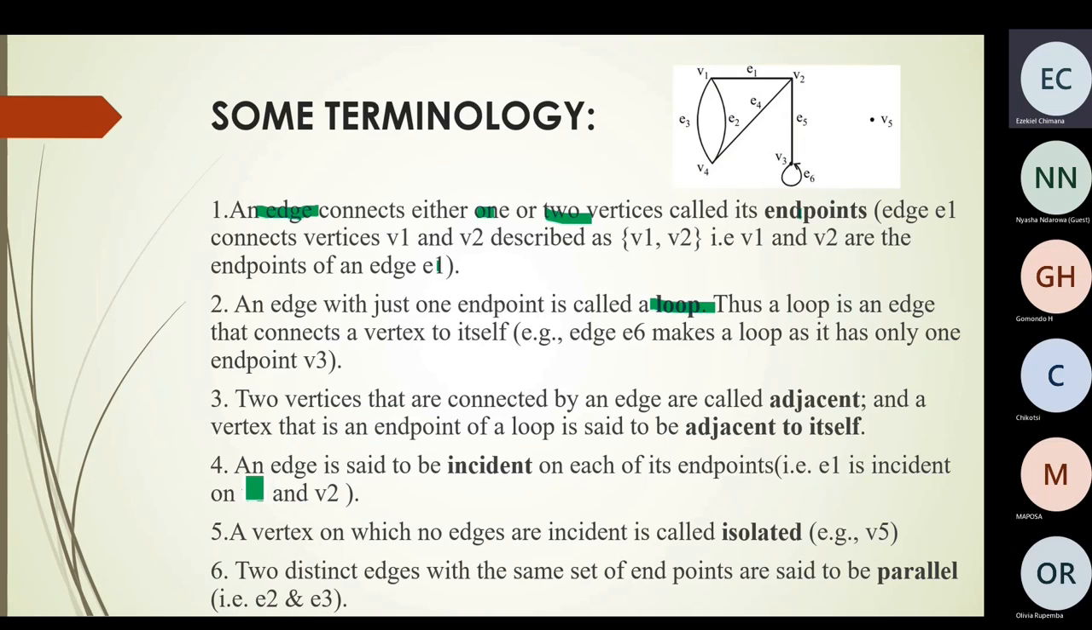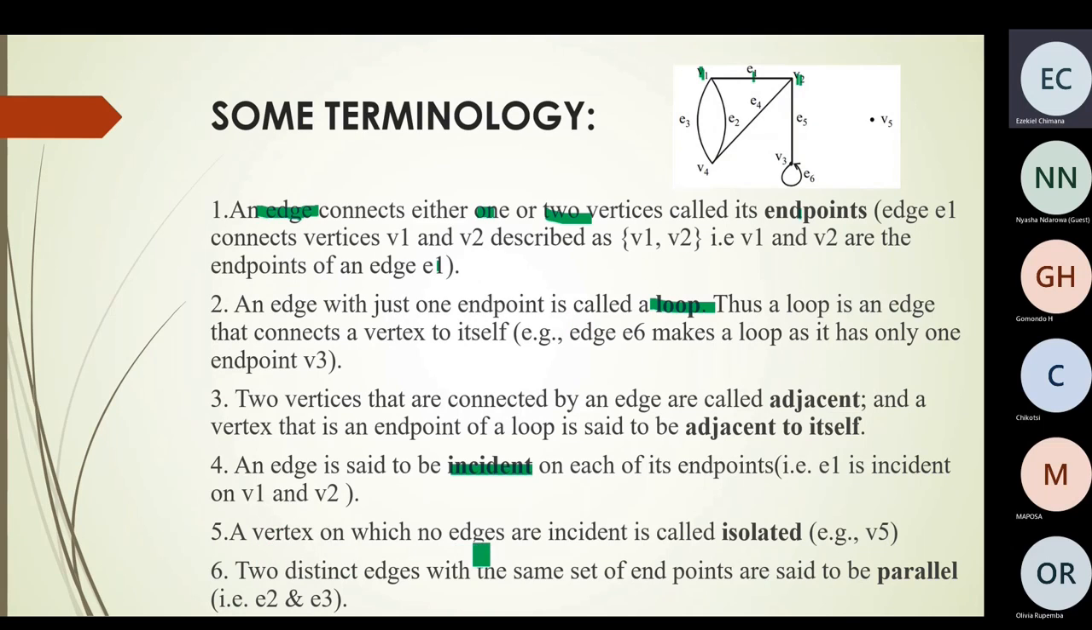So let's talk about incidence. An edge is said to be incident on each of its endpoints. That is, E1 is incident on V1 and V2. Like here, E1 is incident here and here. It's bidirectional, silent about the direction also. So it's going here as well as going here. So it's incident to V1 and V2.